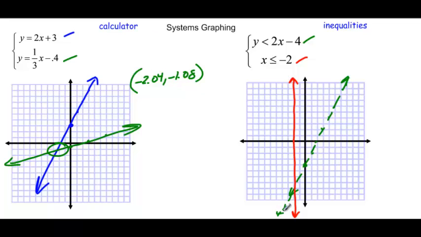Okay. Now it's asking us to shade the region where it is. Now you can plug in test points and so forth. But here I'm going to look at it and we're going to see, okay, y is less than this line. Okay, so we have to be on the lower half of that line. And then x has to be less than -2. So we have to be on the left side of that line.